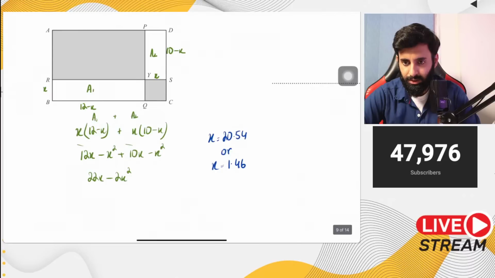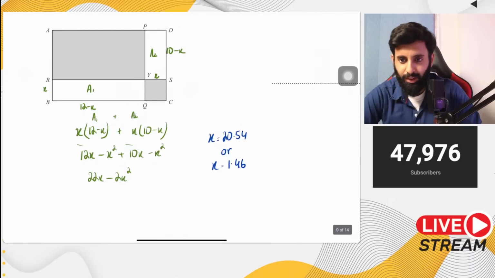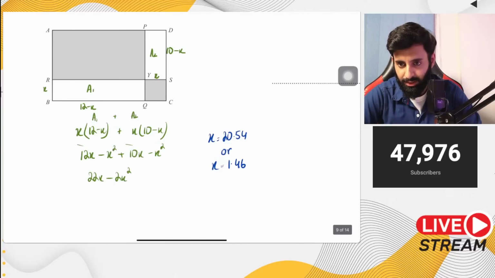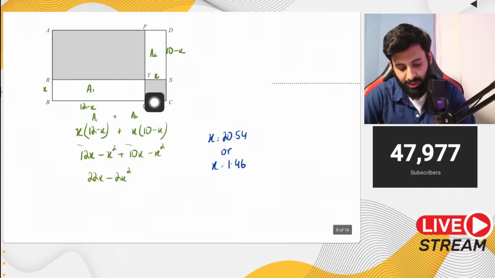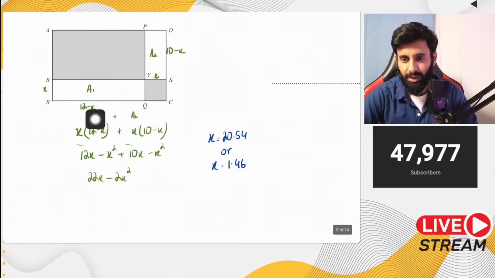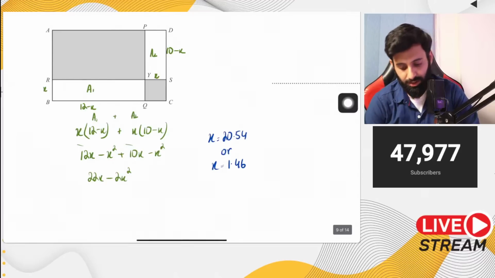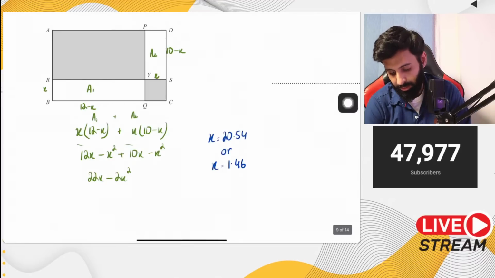Yes, Hamza. Good job, Hamza, and Hassan and everyone else. So basically, look, one length is 10 minus x and the other length is 12 minus x. If I take x to be 20.54, then these lengths end up being negative. Okay? So that's why we're going with 1.46.